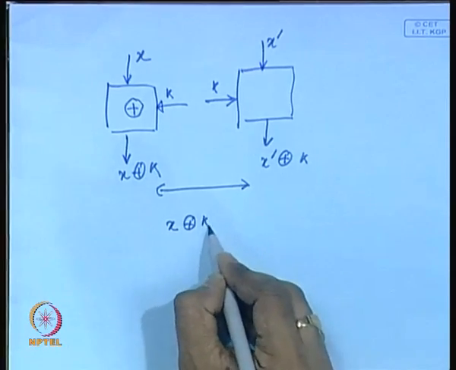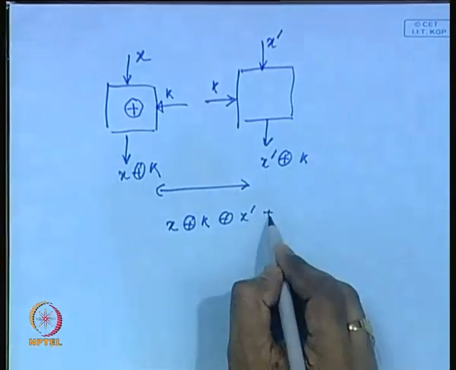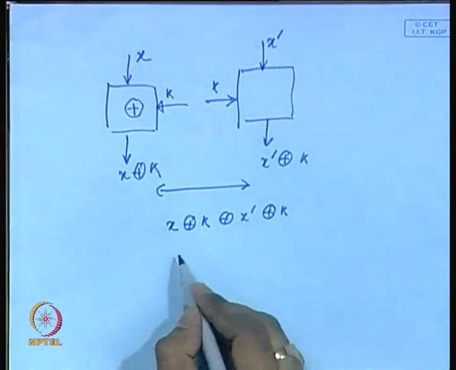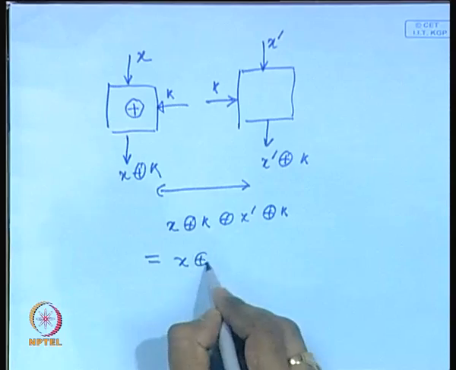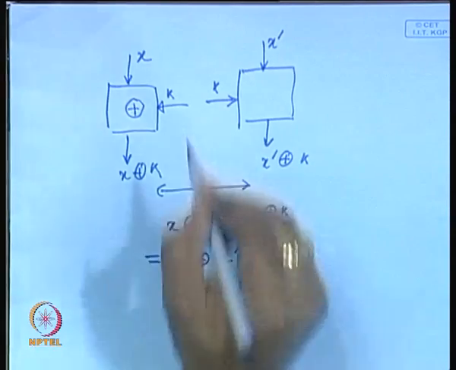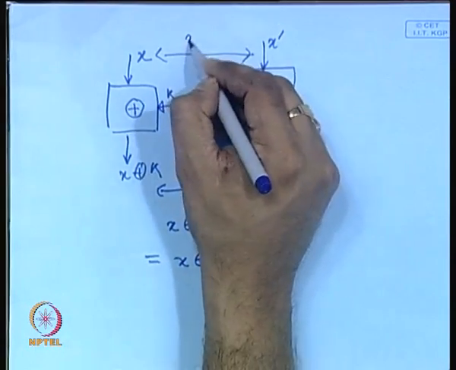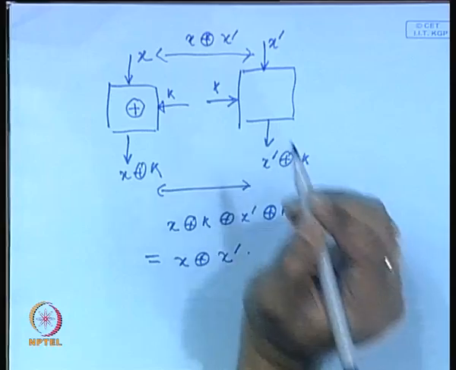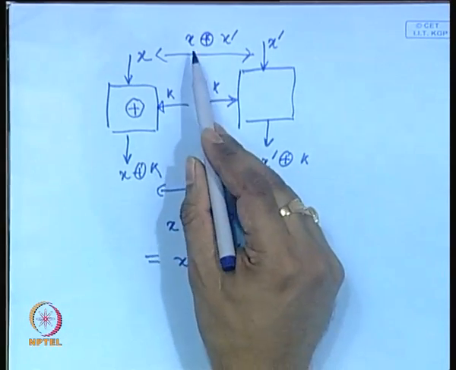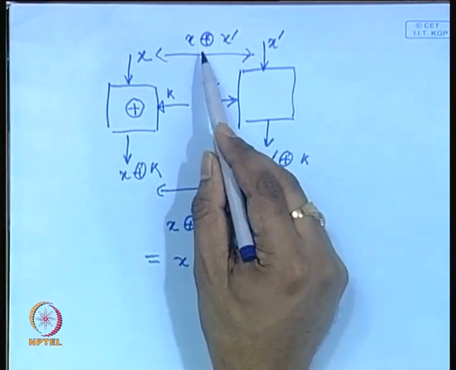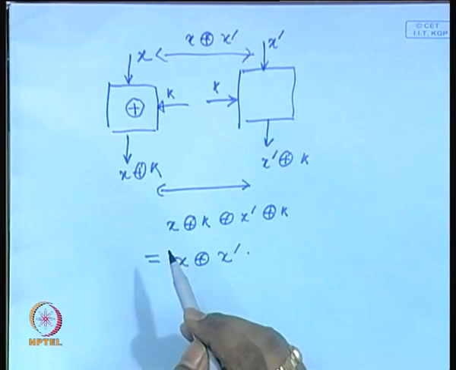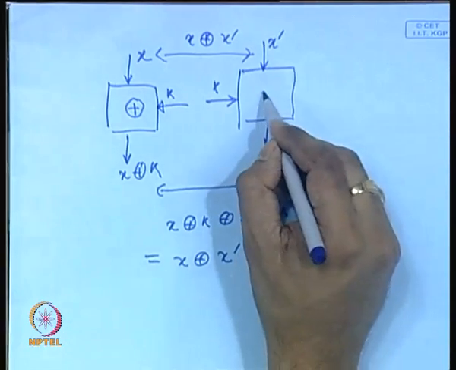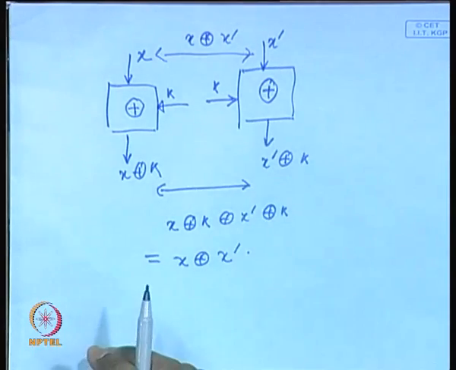So what is the differential here? X XORed with K, XORed with X dash, XORed with K. I can apply my previous properties of the XOR and obtain that this is actually equal to X XOR X dash. So this differential here was also X XORed with X dash. Therefore, if I fix this differential at the input, it actually passes to the output. So the key has got no effect. All of us see that?